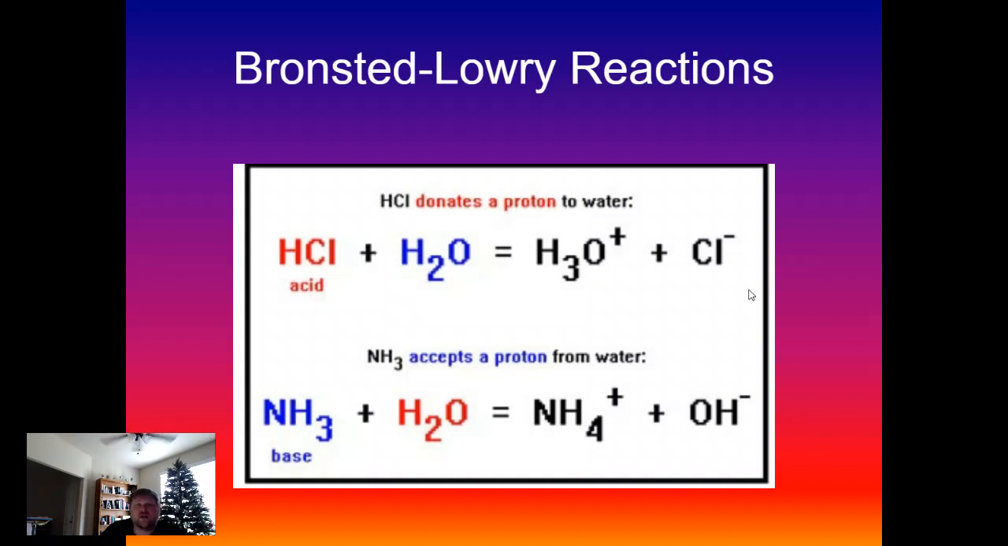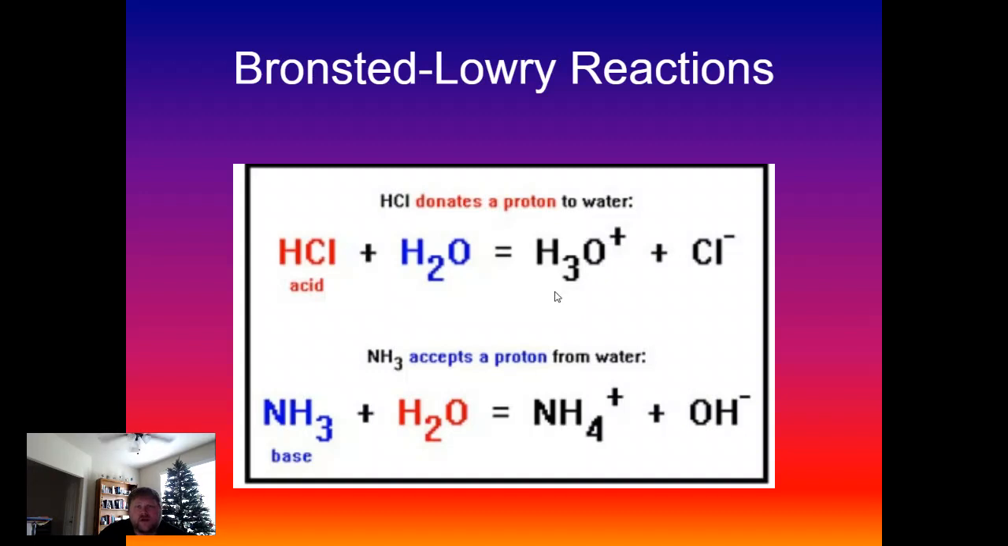All right, so let's take a quick look at a Bronsted-Lowry reaction and how we can identify the acids and the bases. So in this first one, we have hydrochloric acid, and then we have water. We know hydrochloric acid is an acid, so in this case, water is going to act as the base. So let's look at what happens. I can see over here on the product side that the H2O has gained an H. It's accepted an H. So that means that water is the base.